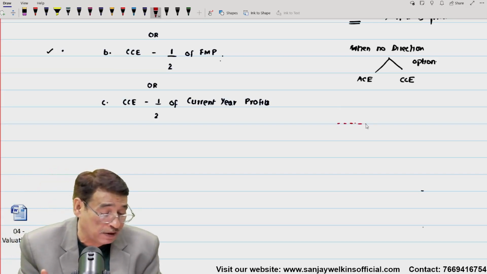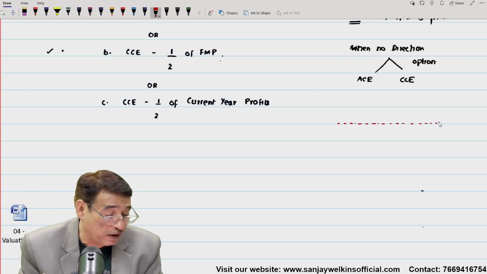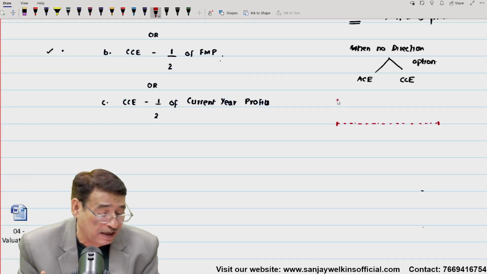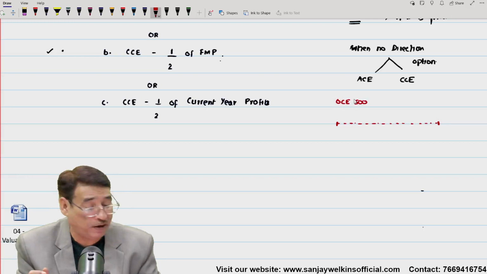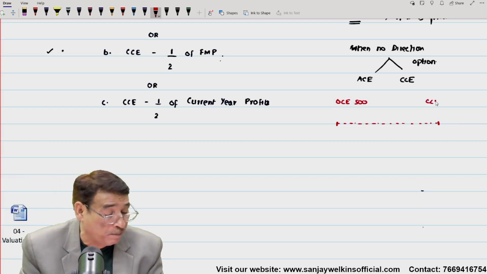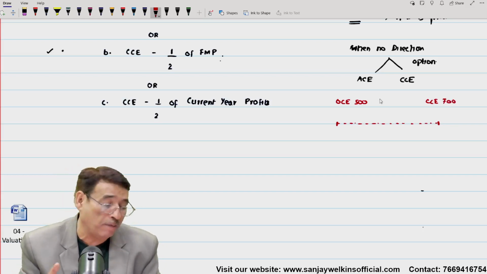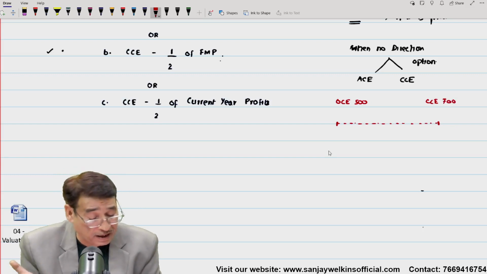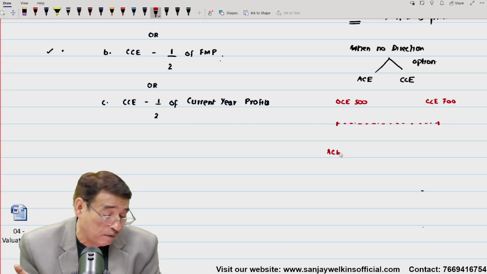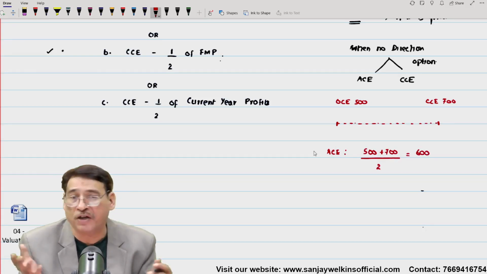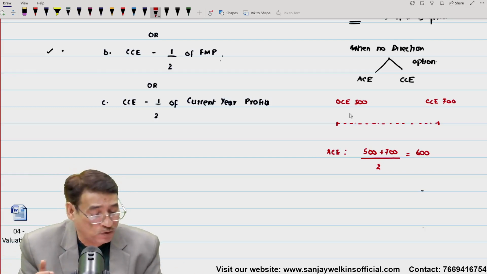For example, there is an entity, and this entity has, let us say, opening capital employed of 500, and its closing capital employed is 700. If I have got opening capital employed and closing capital employed, I can very easily compute average capital employed by averaging these two. Opening 500, closing 700, I will simply divide by 2 to get 600. This will be my average capital employed. Very simple.